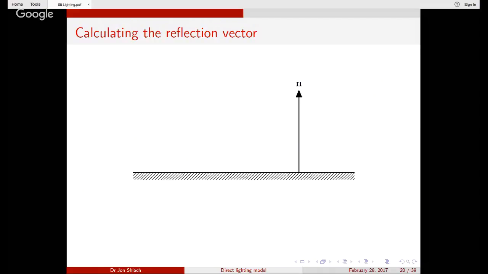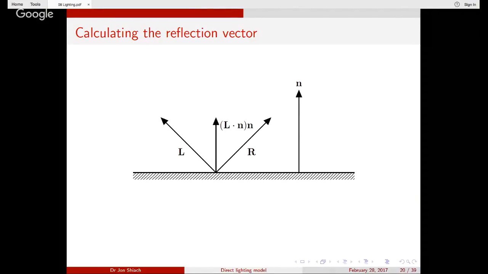Okay, so here I've got a surface, and I've got a normal vector pointing perpendicularly away from the surface. Okay, there's my light source vector. There's my reflection vector. Okay, I know what L is, and I know what N is. I don't know what R is. Okay, so what I've done here is I've projected L onto the normal vector, and that gives me this vector here. Okay, so L dot N multiplied by N. Remember, we always assume that L and N are unit vectors.